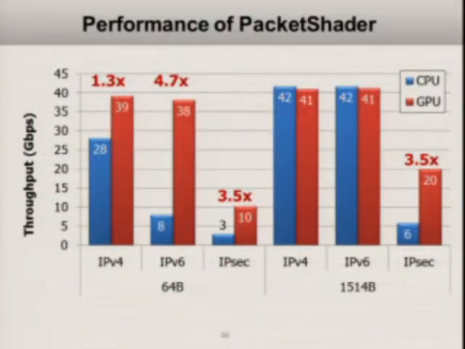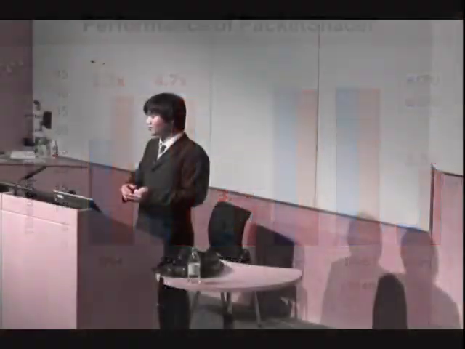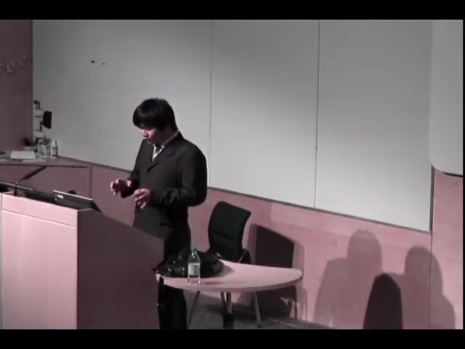So here are the results. We ran experiments with minimum packet size and maximum packet size to represent the worst and best scenarios. The red bar represents the GPU-accelerated version, and the blue bar represents the CPU-only version. We see about 3.5 times performance improvement for IPsec and 4.7 times for the IPv6 router for 64-byte packets, and 1.3 times for the IPv4 router.